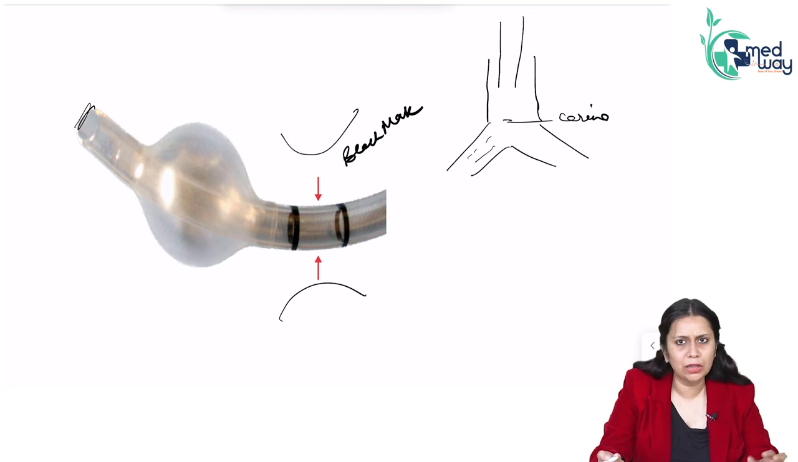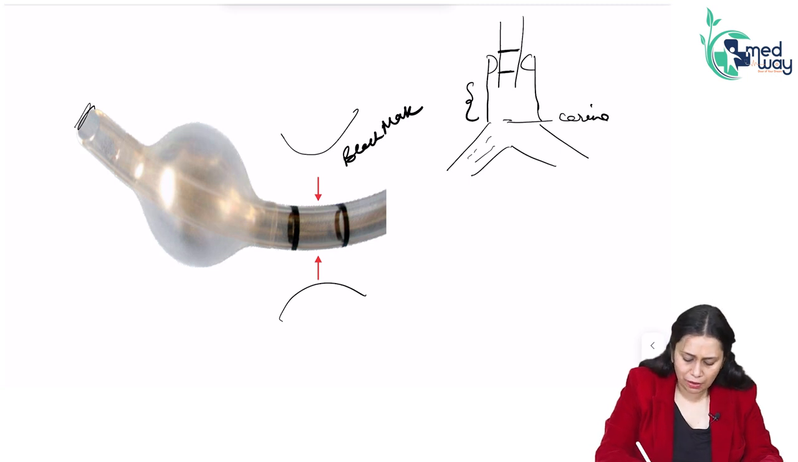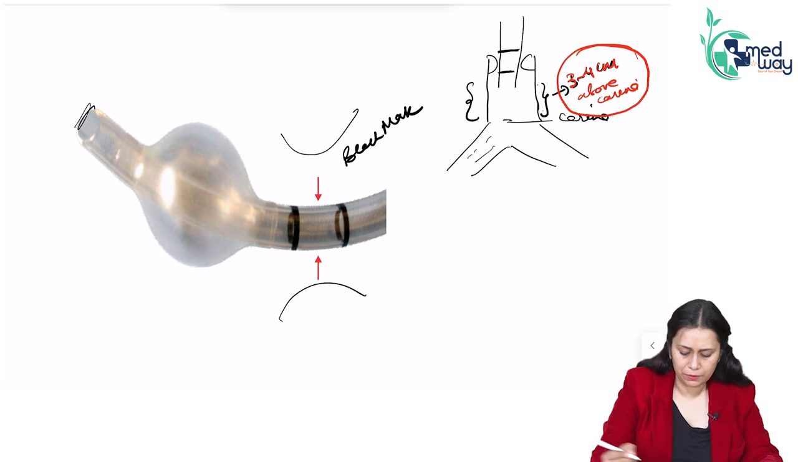How do we keep it above carina? We don't see carina, we only see the glottic opening. We are helped for this by leaving the black mark just on the glottic opening. When we do this, the glottic end remains 3 to 4 centimeter above carina, which is the optimum position. Okay, this is the optimum site for the end of the endotracheal tube to remain, 3 to 4 centimeter above carina, and this is held by this black mark.